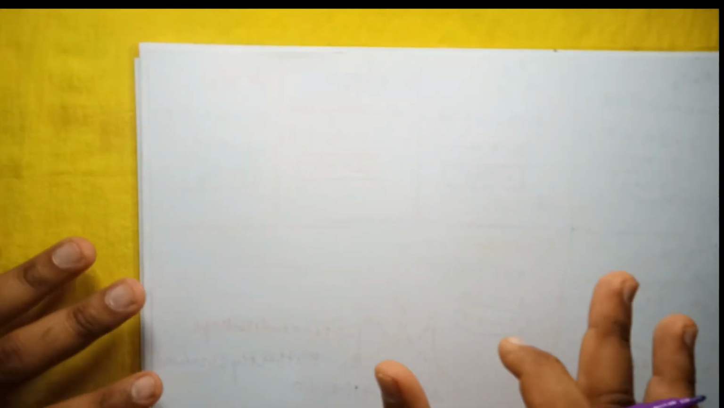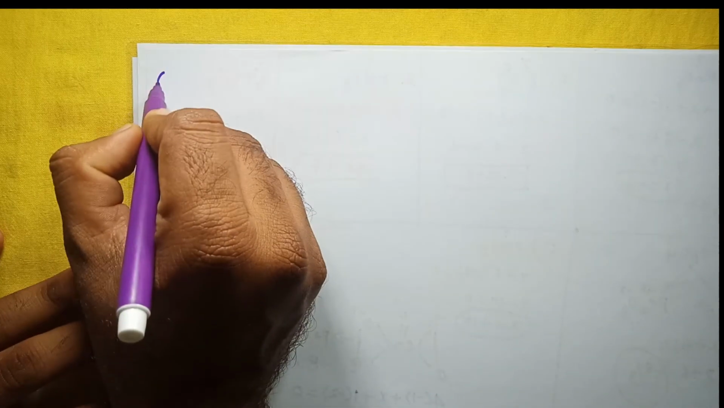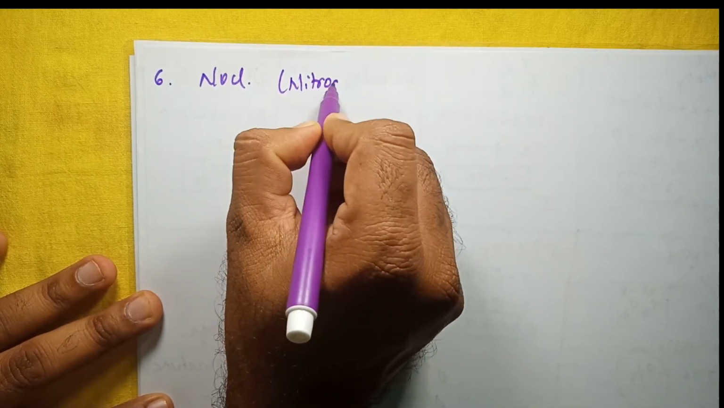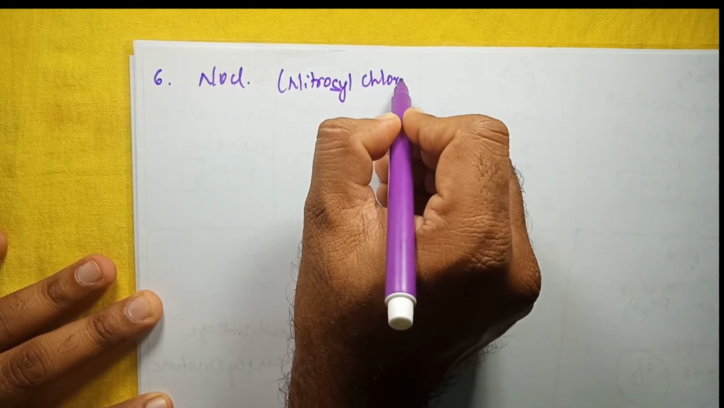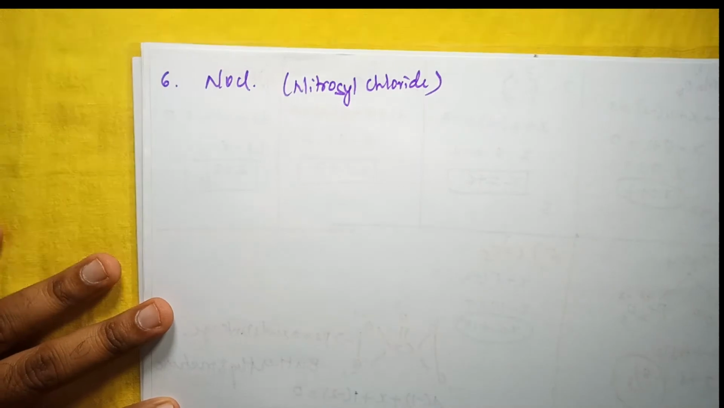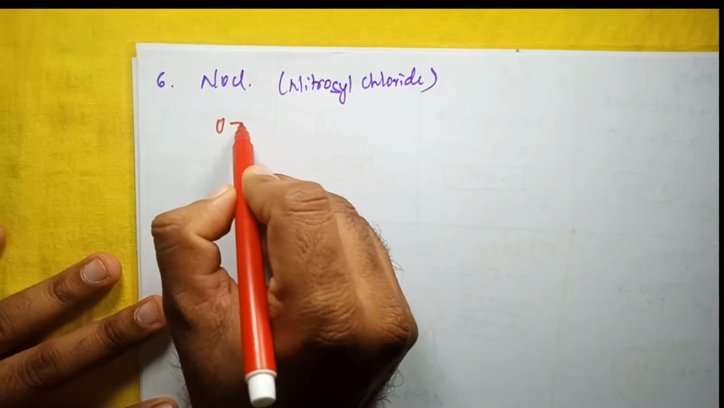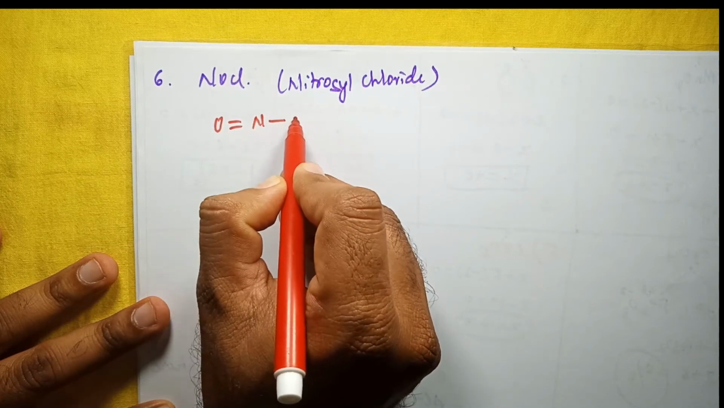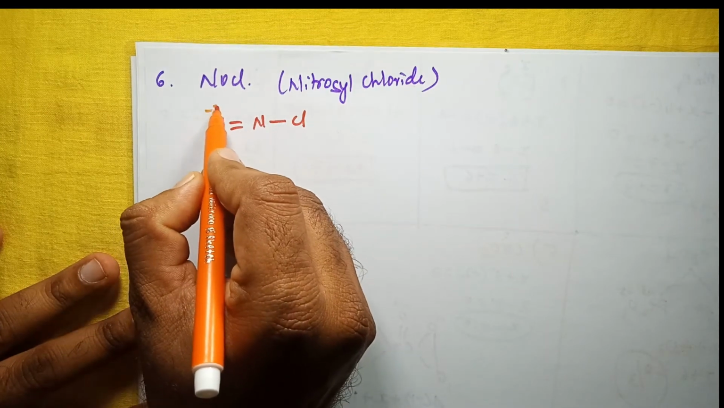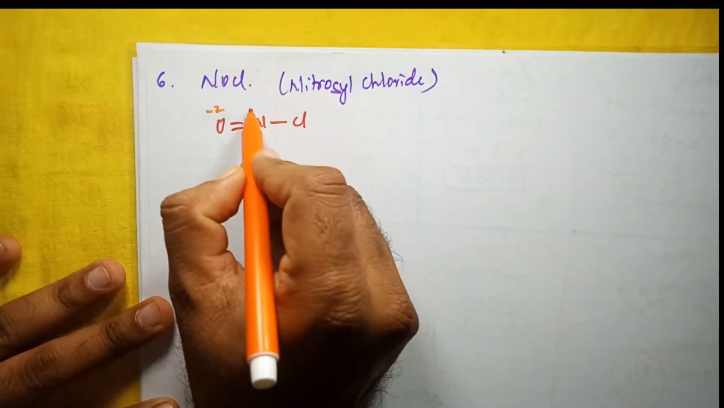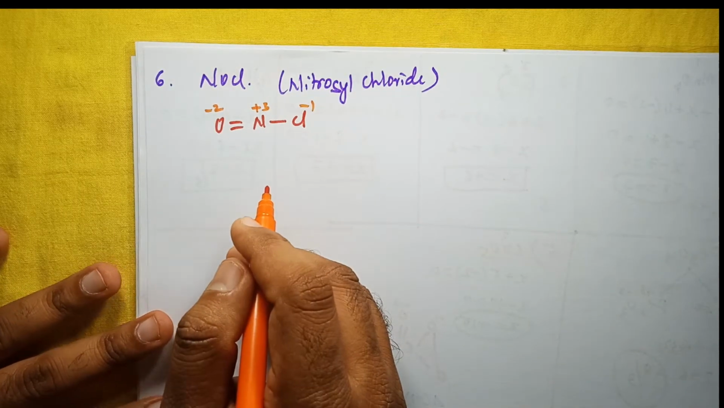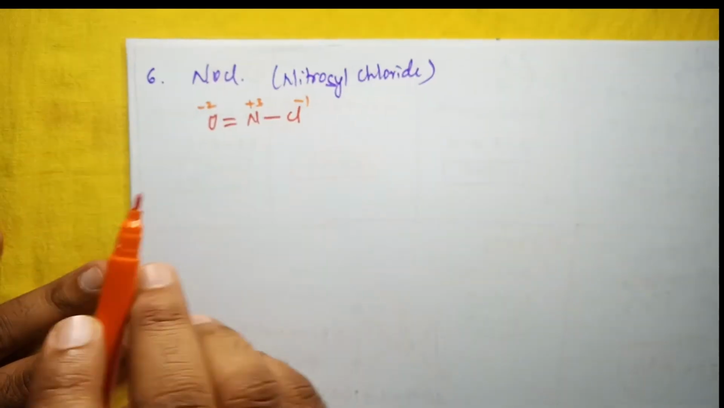Friends, I am taking a different example so that you will feel it is very easy. So sixth example is NOCl. What is NOCl, friends? This is nitrosyl chloride. We have to find the oxidation state of nitrogen here. So for that you should write the structure O double bond N single bond Cl. So here oxidation state of oxygen is -2. There is no peroxide linkage. So oxidation state of nitrogen is +3. Here chlorine is -1. So this way we can find out the oxidation state of oxygen, nitrogen and chlorine.